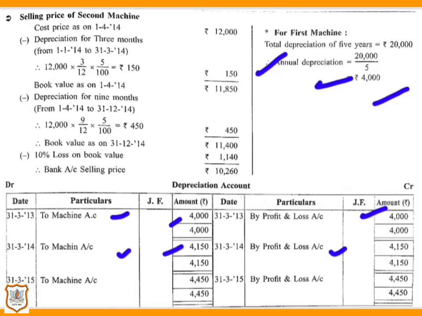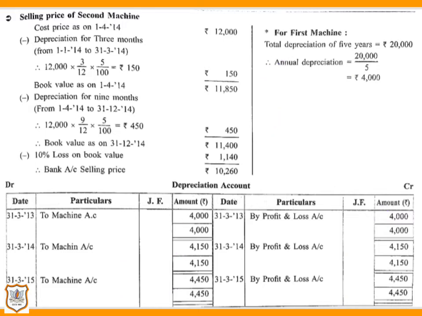Similarly, in the third year we will charge depreciation, and here the depreciation amount for the first machine is 4,000, and the depreciation amount of the second machine in this year was rupees 450. So 4,000 plus 450 comes to 4,450. So we will record it on the debit side of the depreciation account, and in the particular column we will write "To machine account". Date is 31st March 2015. Again we will transfer it to the profit and loss account. Date is 31st March 2015.